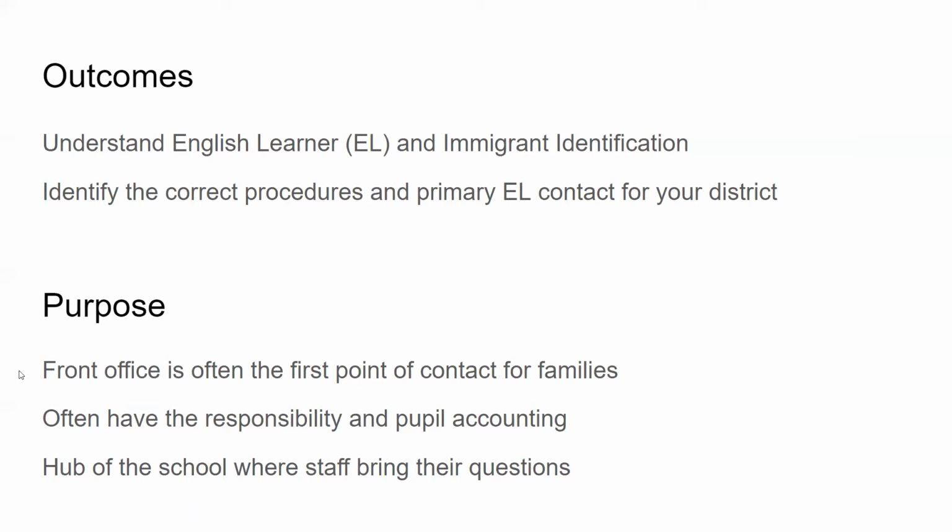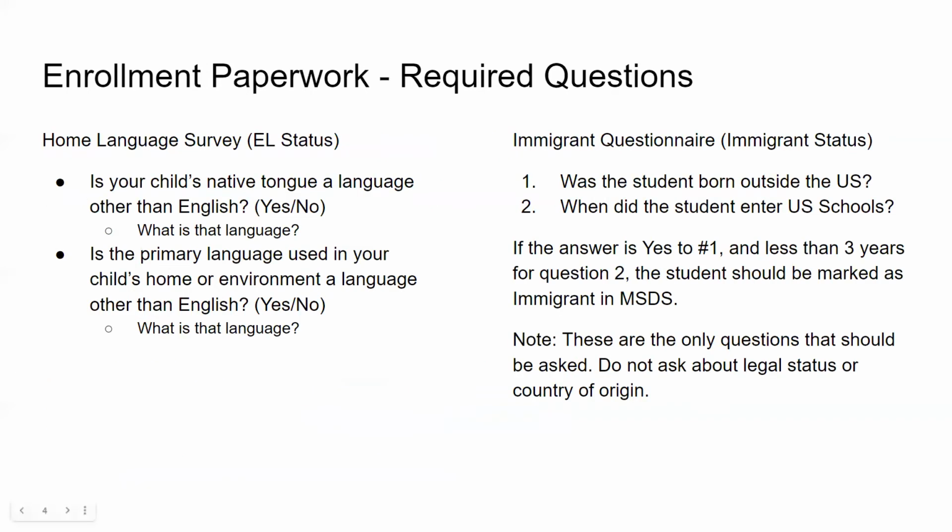Front office staff must also know and be able to follow district procedures for what to do when enrolling these students or receiving questions from other staff. There are two items related to English learners and immigrant students that must be included in your enrollment paperwork. These are the home language survey to help determine EL status and the immigrant questionnaire used to determine immigrant status.